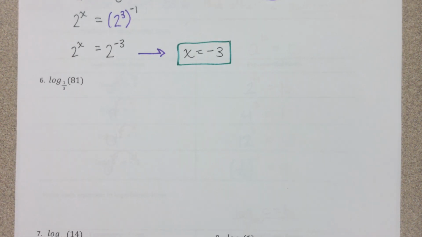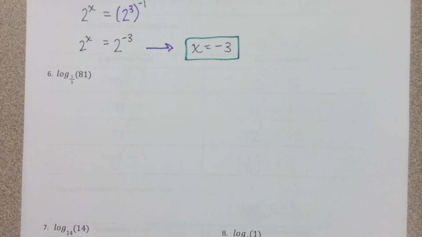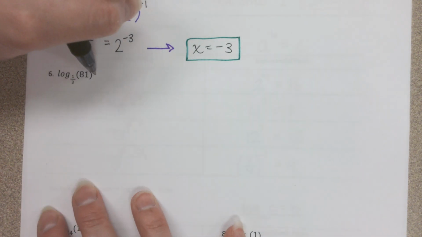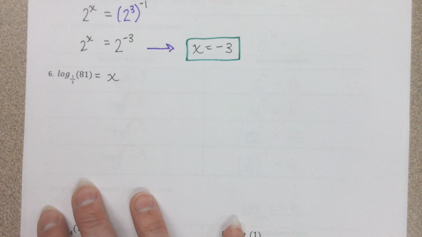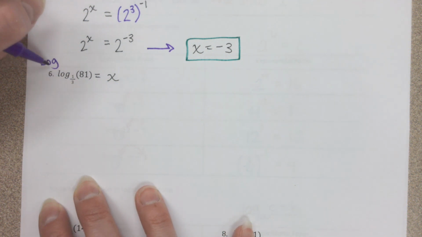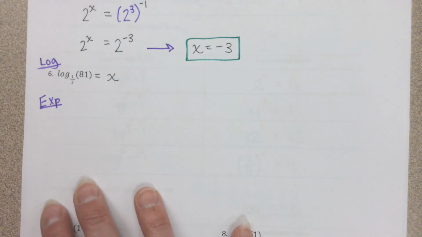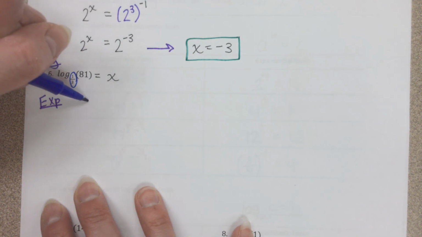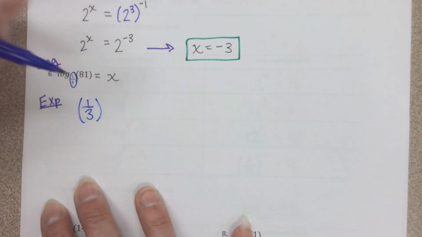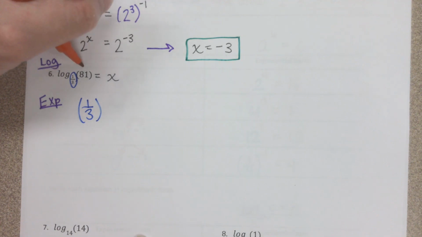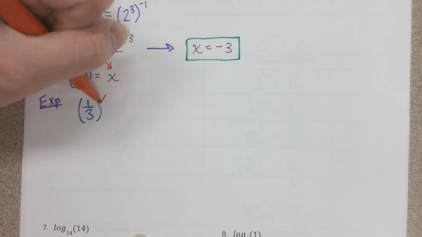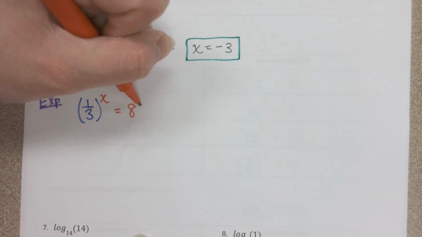Number 6, similar problem, but works out a bit differently. Log base 1/3 of 81 is equal to x. We're already in log form. We need to change it to exponential form. Base stays base. My base is 1/3. The other two switcheroo. 1/3 to the x is equal to 81.